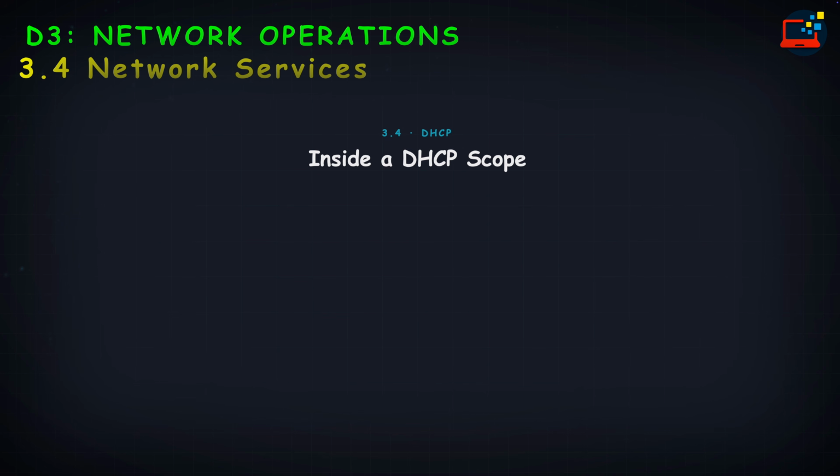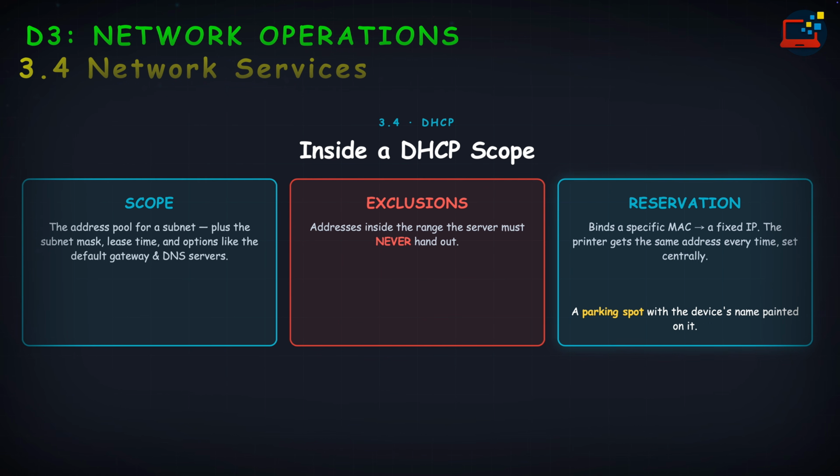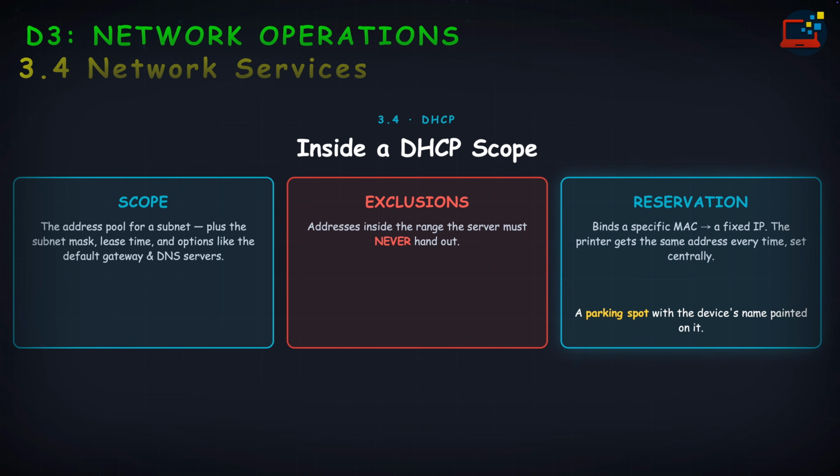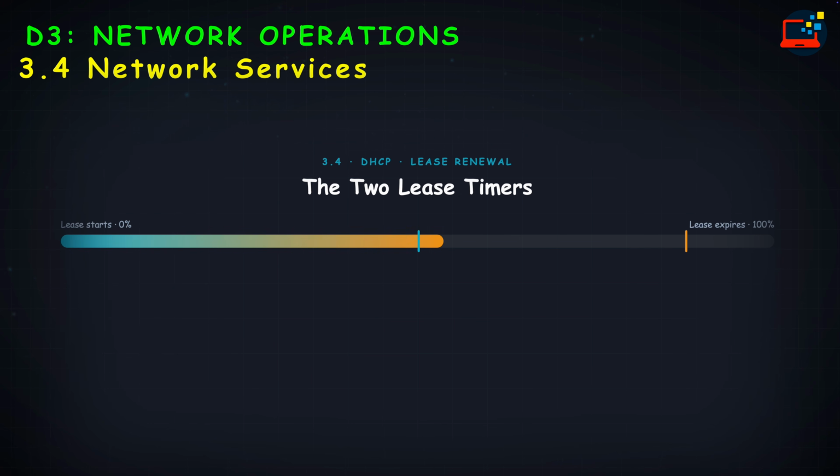A DHCP scope is the pool of addresses defined for a subnet, along with the subnet mask, the lease time, and options like the default gateway and the DNS servers. You can carve out exclusions, addresses inside the range the server must never hand out, and you can create a reservation, which binds a specific MAC address to a fixed IP. A reservation is a parking spot with the device's name painted on it. The printer gets the same address every time, managed centrally from the server instead of typed into the printer by hand.